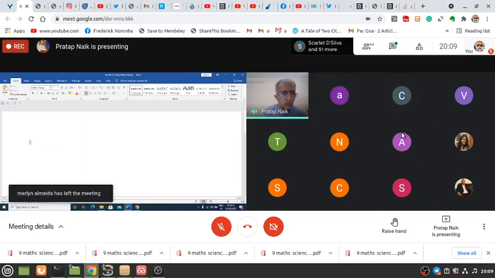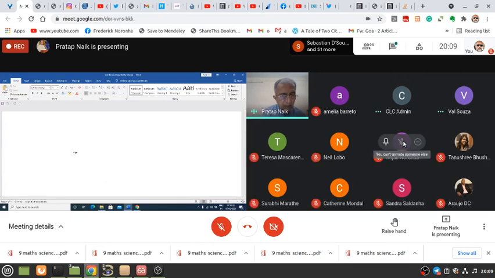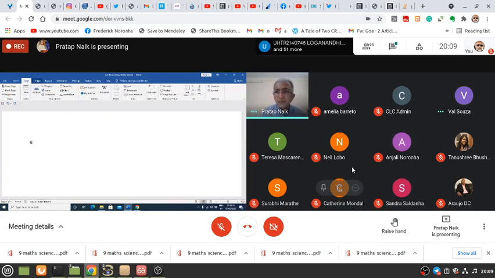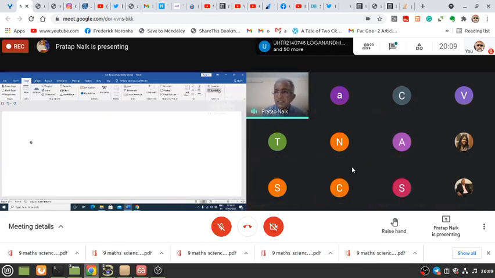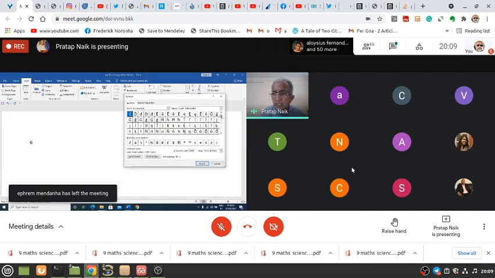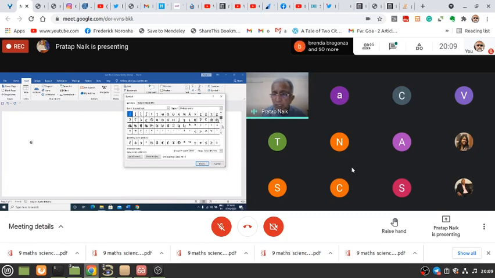Now, how to use those symbols? I want to type going. G, now I need O, and over top of it, I need that tilde. How to get it? Go to insert. Take symbols, more symbols. Then you see all the symbols are there. You scroll down slowly.